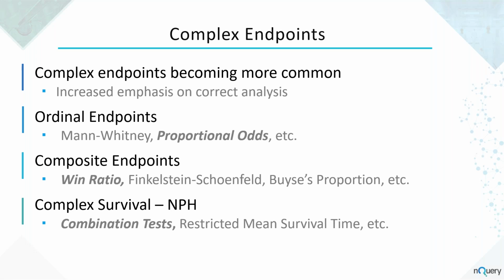Some of the main examples of this, which I will be exploring in this webinar, are ordinal, composite, and complex survival endpoints. Just to mention that the three main methods that I'll be discussing for each of these different types of endpoints are proportional odds for the area of ordinal endpoints, the win ratio for composite endpoints, and maximum combination tests for the issue of non-proportional hazards in complex survival endpoints.